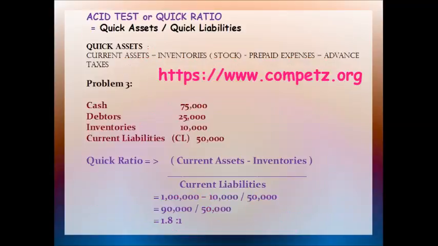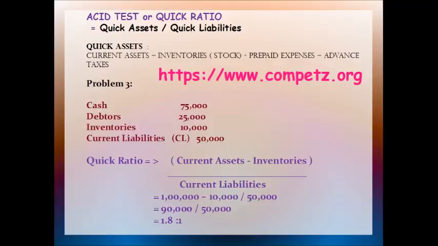So friends, the next ratio is the acid test ratio, also known as the quick ratio or liquid ratio. This comes under the heading of liquidity ratios, your short term solvency. So what is the acid test ratio, friends? We will just have a short gist. The quick ratio formula is quick assets divided by current liabilities.